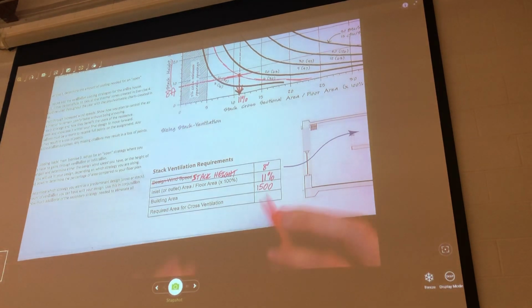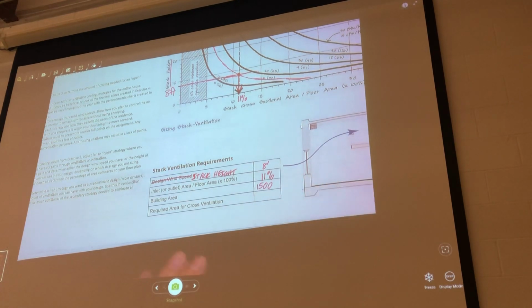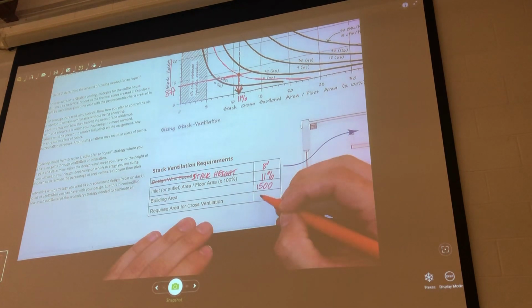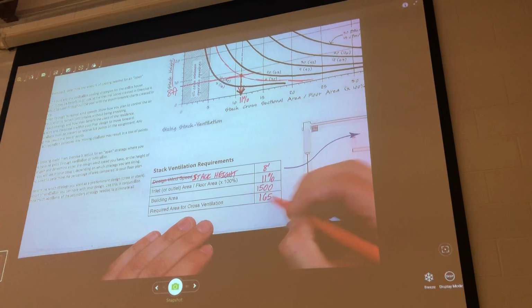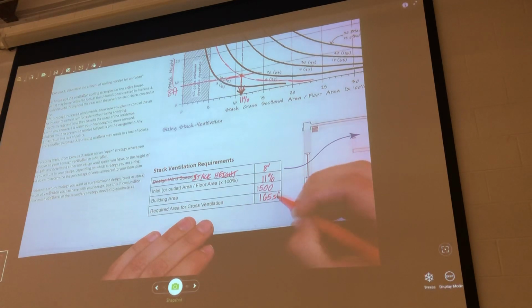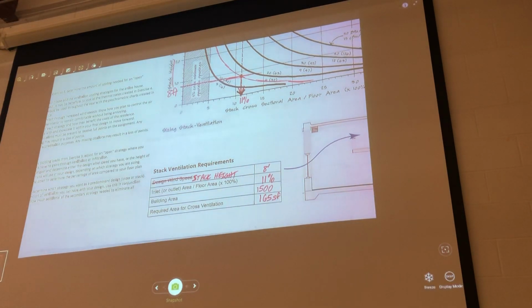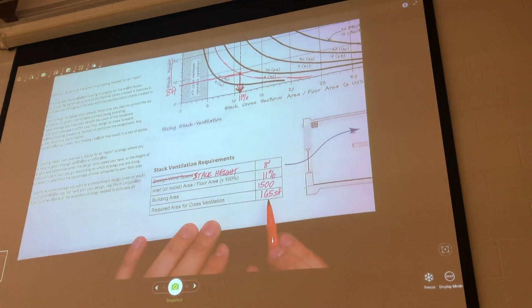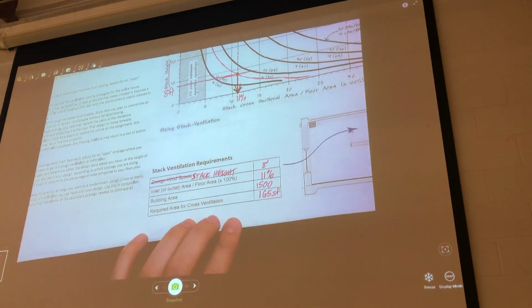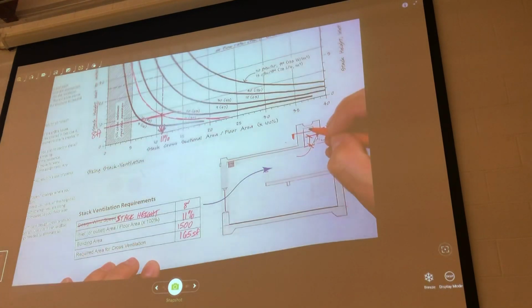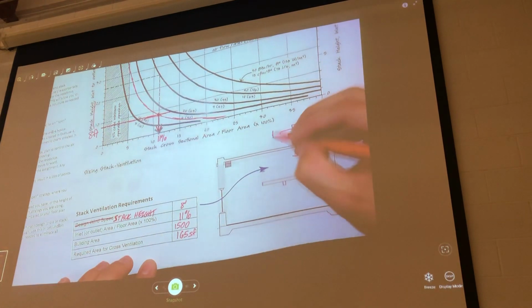So that means with 11% of 1,500 square feet, I'm going to need 165 square feet of cross-sectional area. So 165 square feet of area here inside the chimney. So inside of here I need 165.